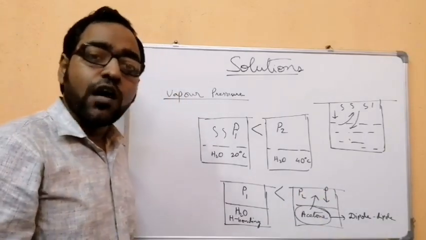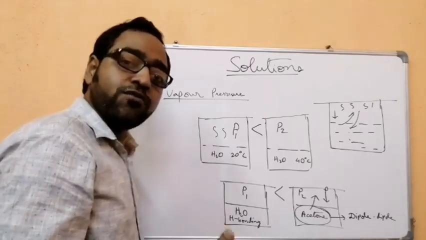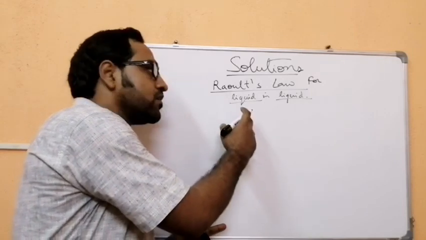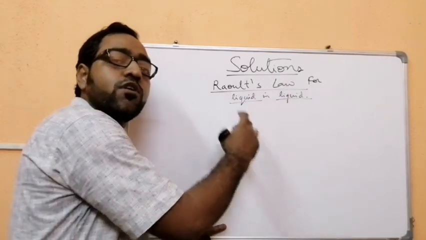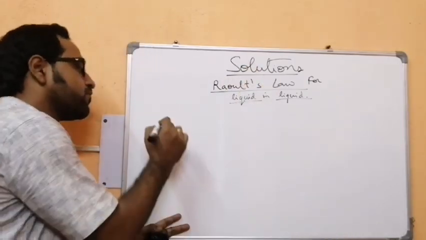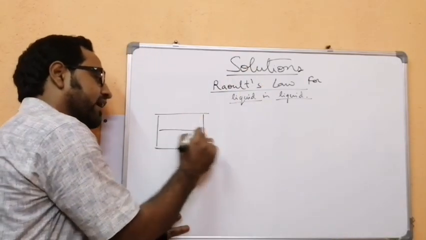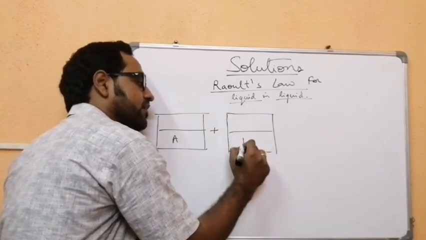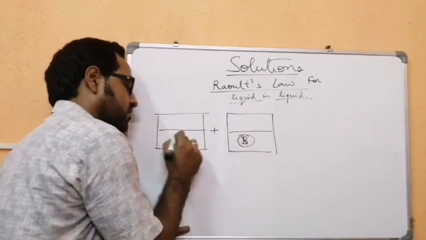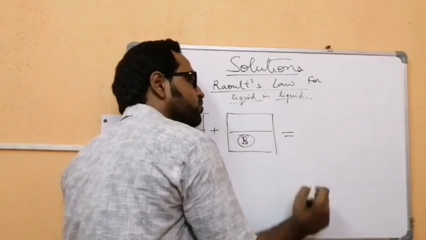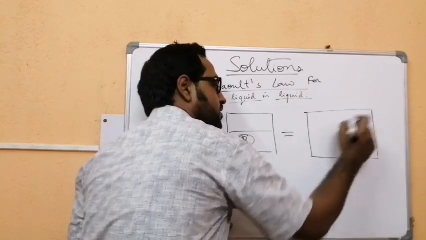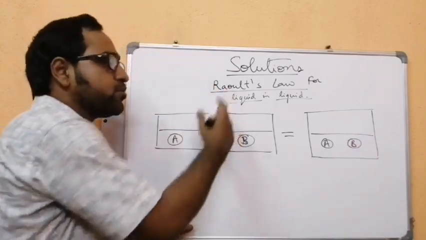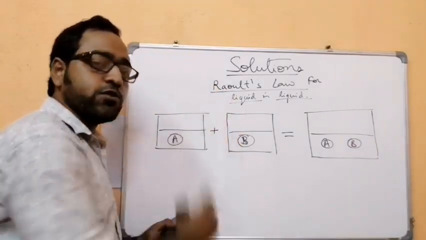Next we will move on to Raoult's law, that is solution of liquid in liquid. Now I will discuss Raoult's law for liquid in liquid, that is solution of liquid in liquid. Suppose you have one liquid, that is liquid A. You have the second liquid, liquid B. Mix the two liquid and you will get the solution which contain both A and B. Now according to Raoult's law, write down the statement of Raoult's law.